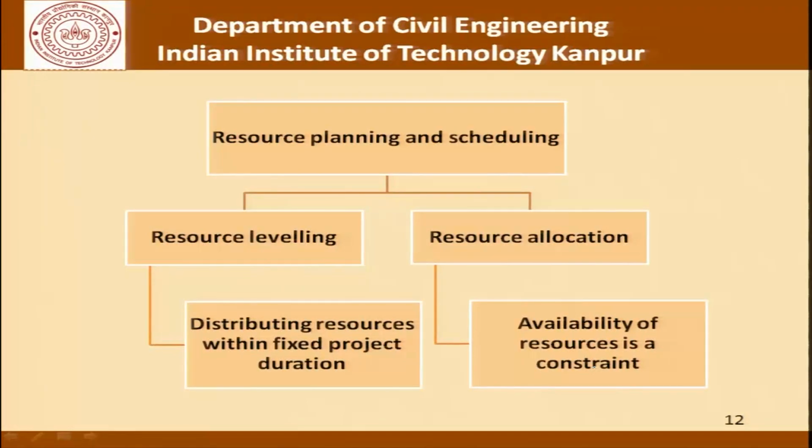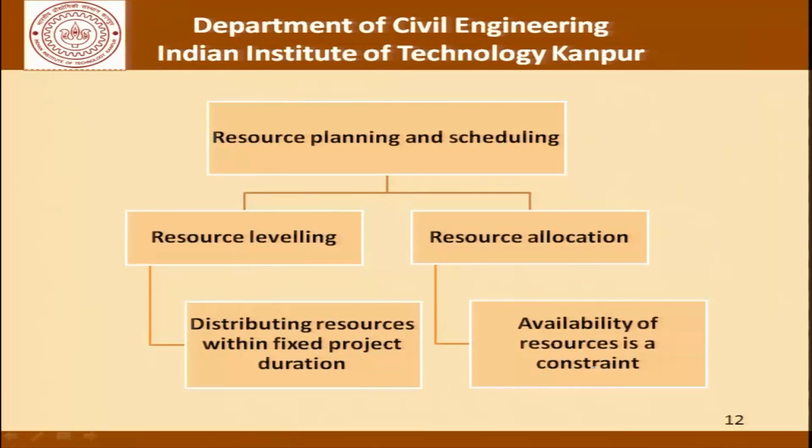Now, coming to our main discussion today, which is resource planning and scheduling. There are two aspects to our discussion. One is resource leveling and the other is resource allocation. Leveling deals with distribution of resources within the fixed project duration, and allocation deals with availability of resources under a constraint.